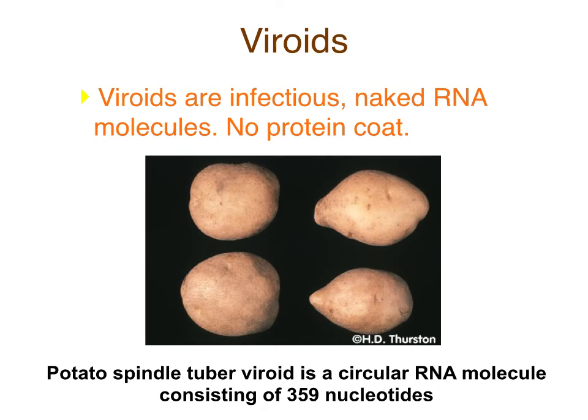Another type of genetic material is viroids, which are essentially naked RNA molecules with no protein coat. They can be important in agriculture. Here is a picture of a potato spindle tuber viroid. As you can see, it's pretty small. It's only 357 nucleotides, but it can cause big problems for crops.